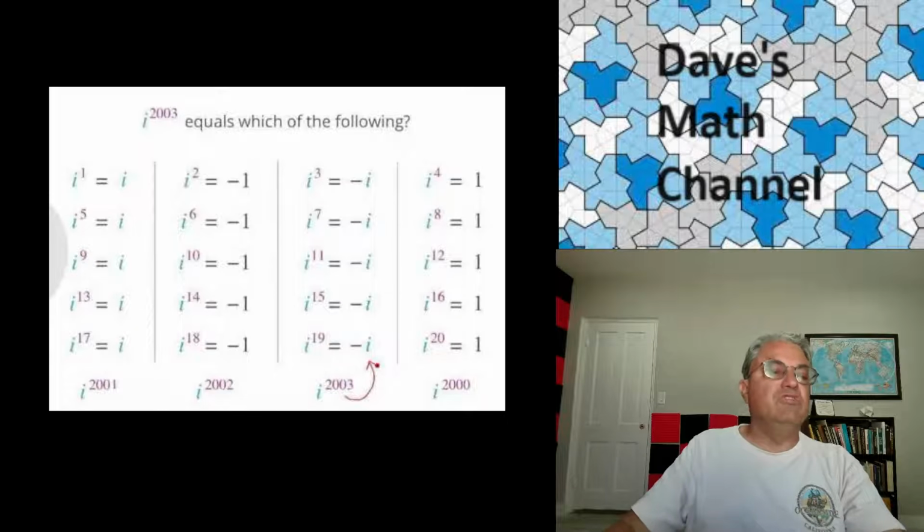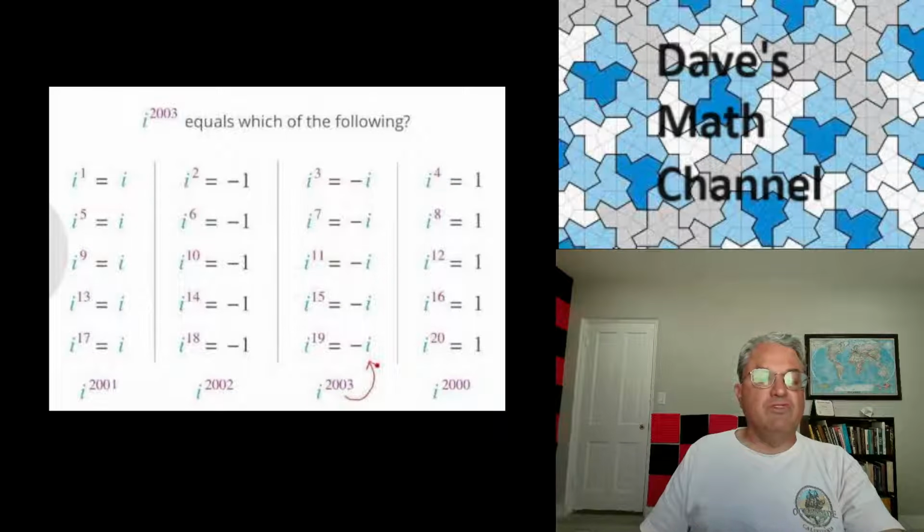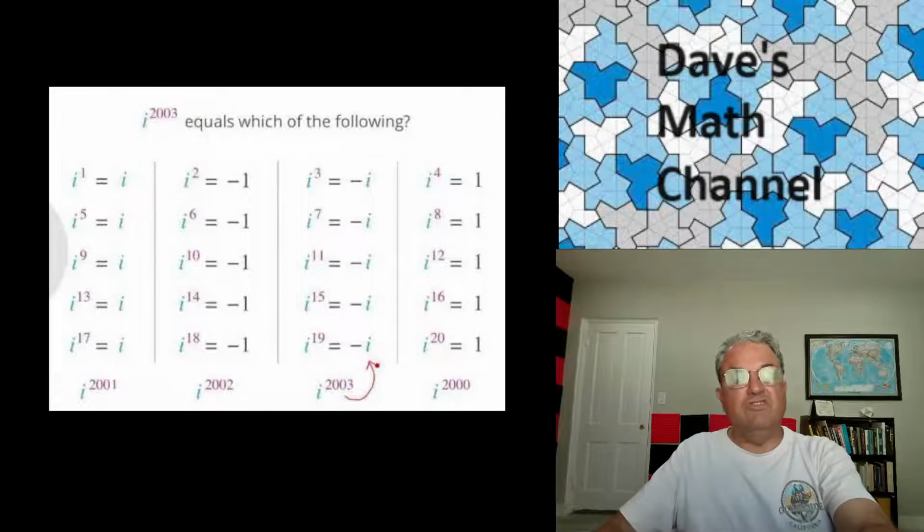Here are some bigger exponents. Since i to the 4th is 1, you keep going. i to the 5th is i, i to the 6th is minus 1, i to the 7th is minus i, i to the 8th is 1, and so on. And if you wanted to calculate, say, i to the 2003, how would you do that? Well, you just take 2003 mod 4. You divide 2003 by 4 and see what the remainder is. The remainder is 3. So i to the 2003 is the same as i cubed, and that gives you minus i. That's all you have to do to calculate any integer power of i.